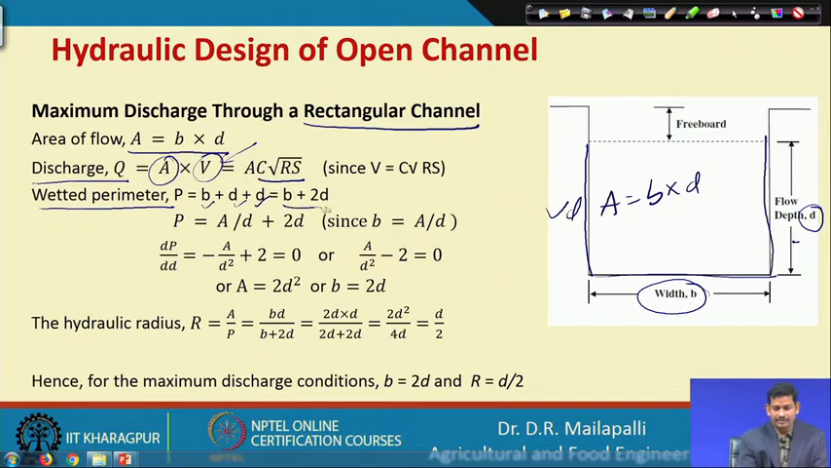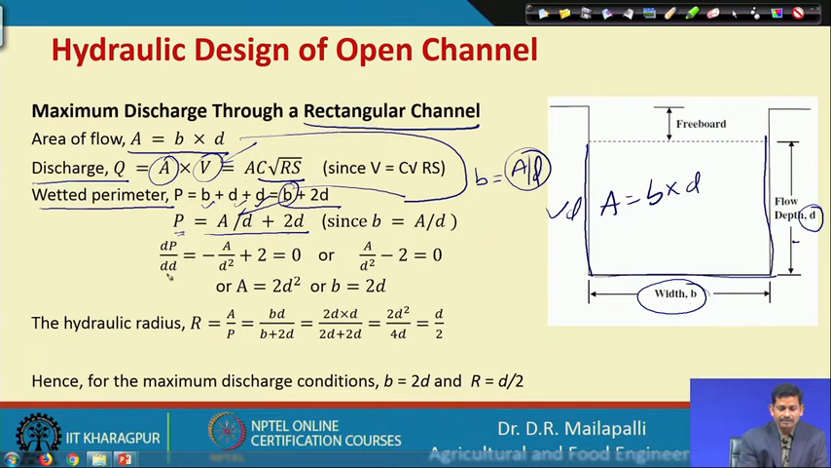So, altogether you get b plus 2d. So then the wetted perimeter p is equal to... here what I did is convert b: from the equation a = b d, b can be a by d. So substitute a by d for b, plus 2d. So p is equal to a by d plus 2d.